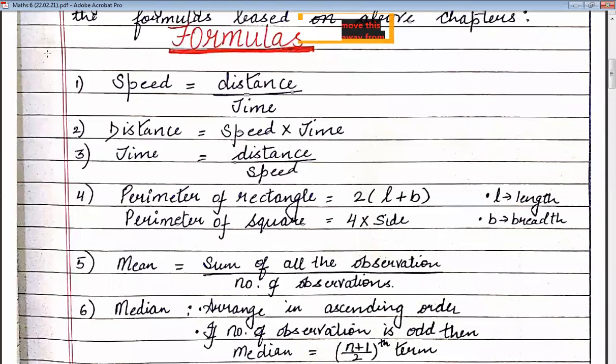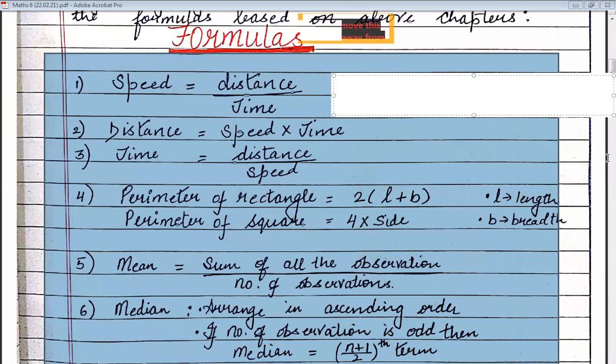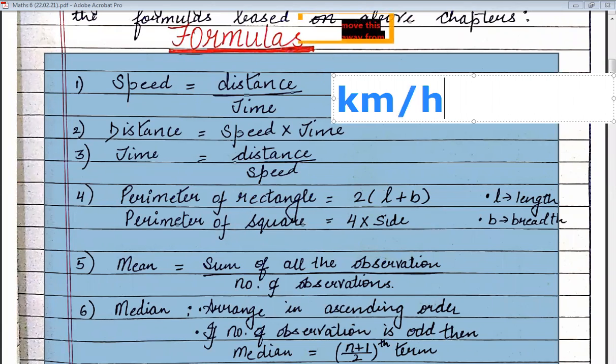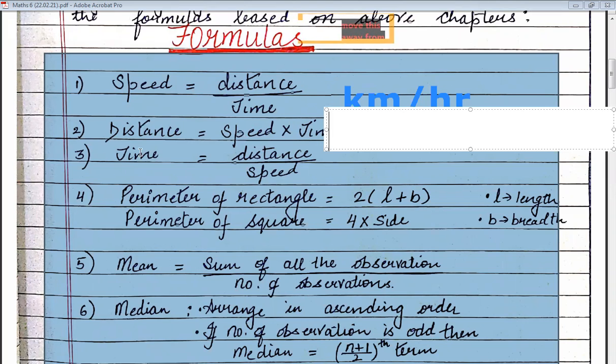So, the first formula is speed. Now, children, speed is equal to distance divided by time. What is the formula of speed? It is distance divided by time. And the unit for speed is always kilometer per hour, in which distance is in kilometer and time is in hour. Next one. Second, distance is equal to speed multiplied by time.